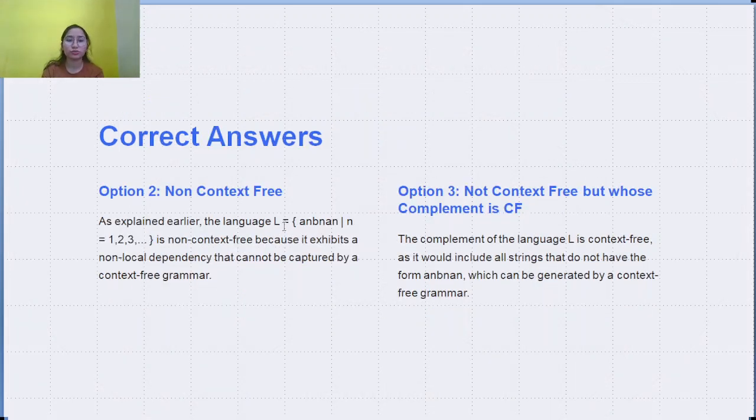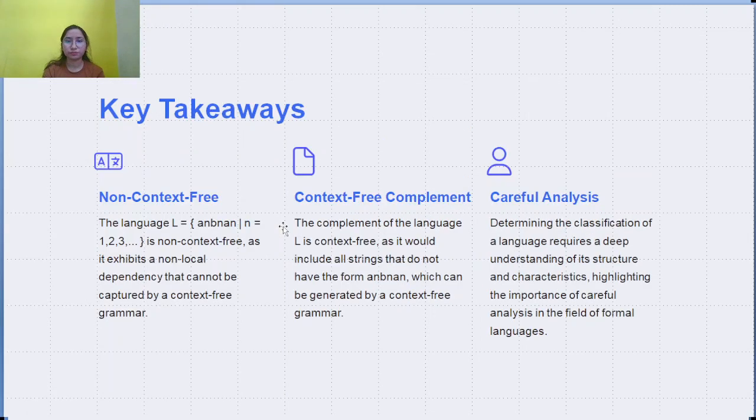Thus our correct options are option number 2 and option number 3, which are non-context free and non-context free but whose complement is context free. Okay.